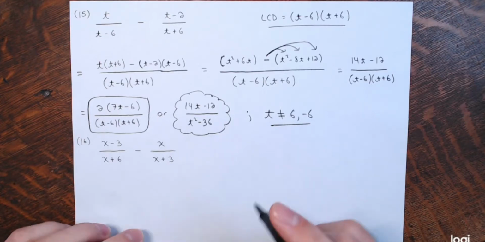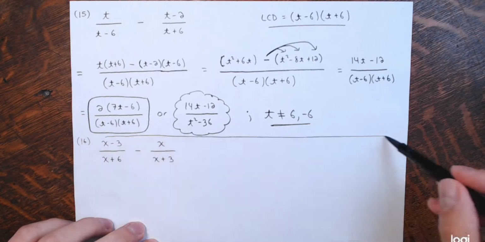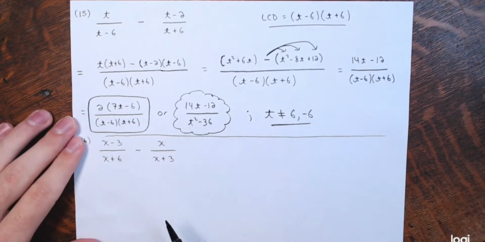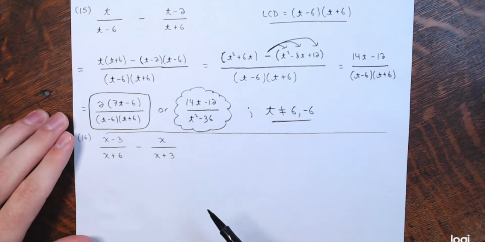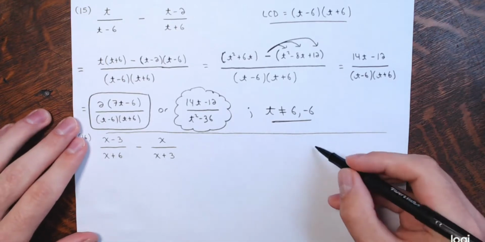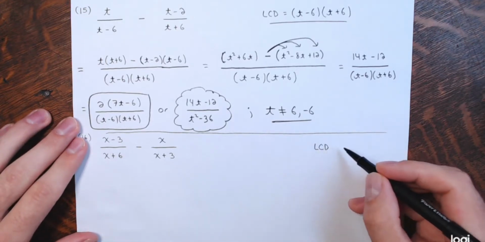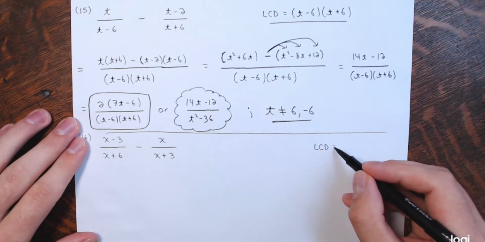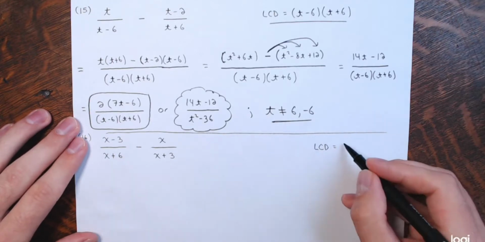All right, example 16. Pretty similar. This time I'll write it out a little more, right? The LCD would obviously be x plus 6 times x plus 3.